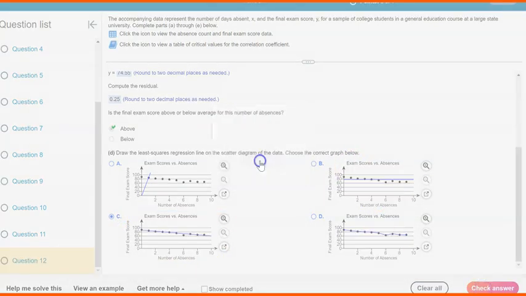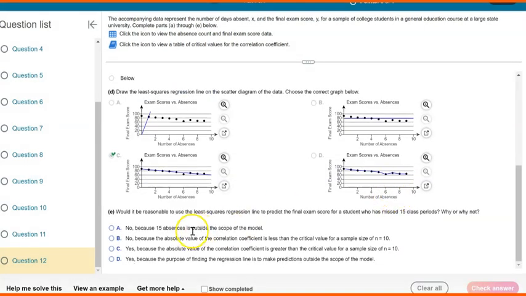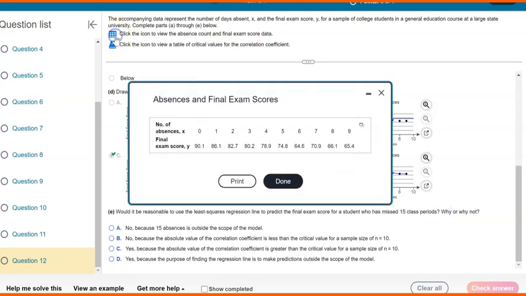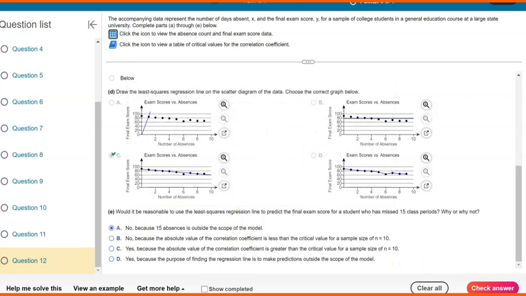Check answer. Alright, next question, I guess. Would it be reasonable to use the least squares regression line to predict the final exam score for students who have missed 15 class periods? Why or why not? If you look here, the maximum number of classes a student missed is 9. The 15 is higher than the 9. Therefore we should say no, because 15 is outside the scope of the model. That's the final answer.